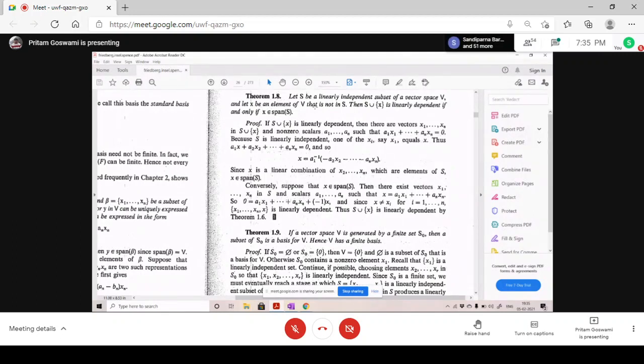Then you can say that S was already linearly independent. Now you are taking x also with it. You can say that S union x is linearly dependent if and only if x is in the span of S. Do you know what if and only if means? It is true from both sides.